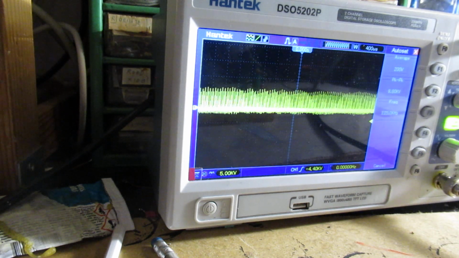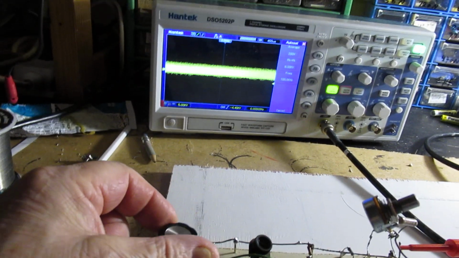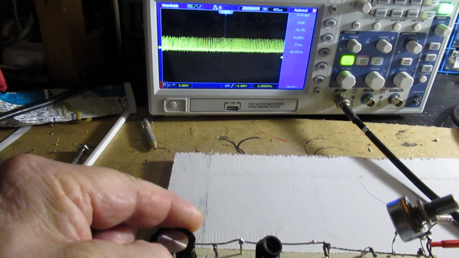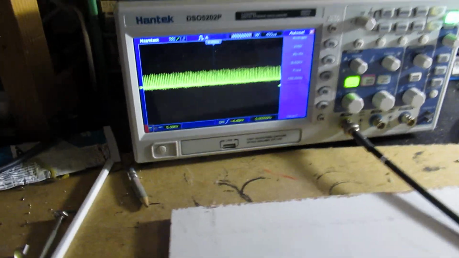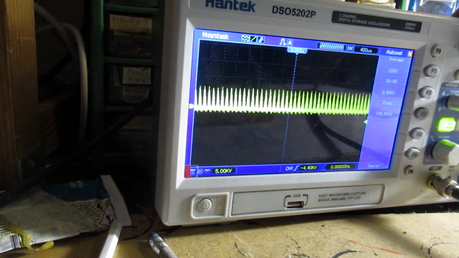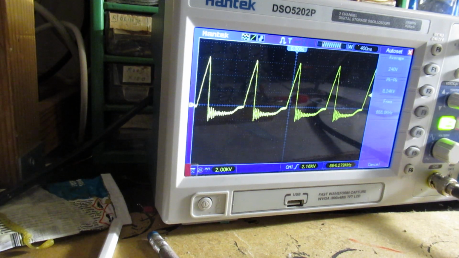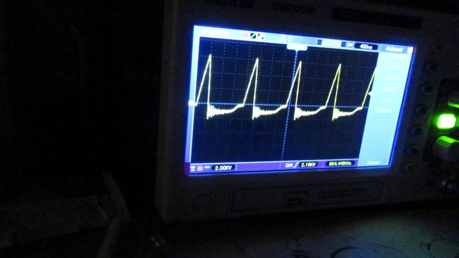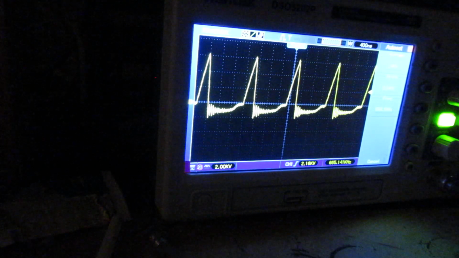Well, turning here this knob that sets the base voltage, you can surely see here all these frequencies that are generated. And what is that frequency? Well, let's look on the scope. Well, this is the frequency. It is 664 kilocycles, with these 280 picofarad capacitors.